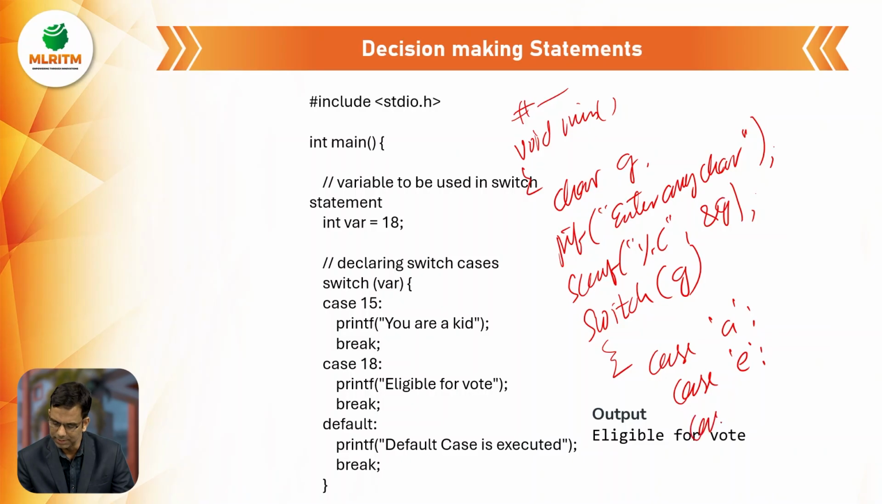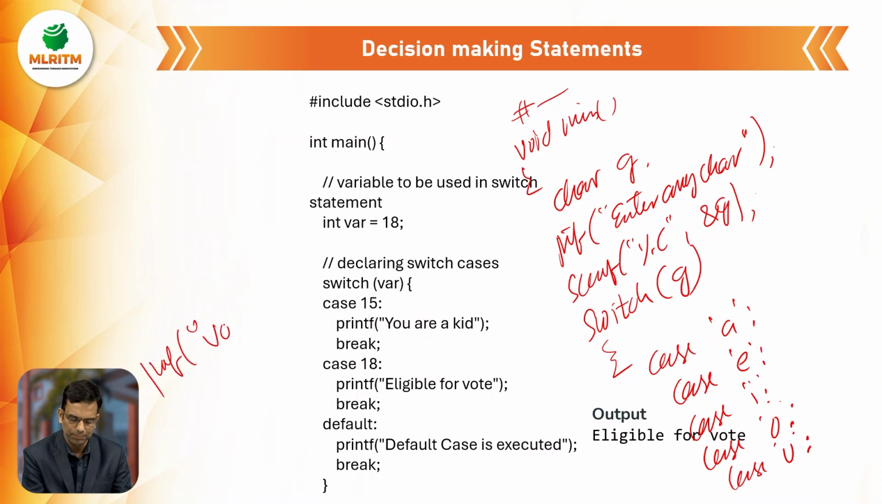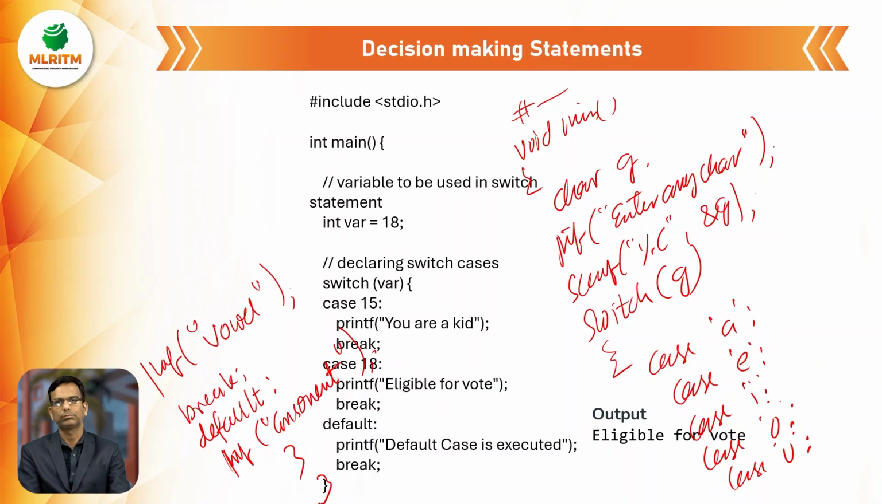Case A, case E, case I, case O and case U. For all the above cases, I am giving one statement, that is printf vowel. Okay, then break, then default, then printf consonant I am giving. Ending brace and ending brace.